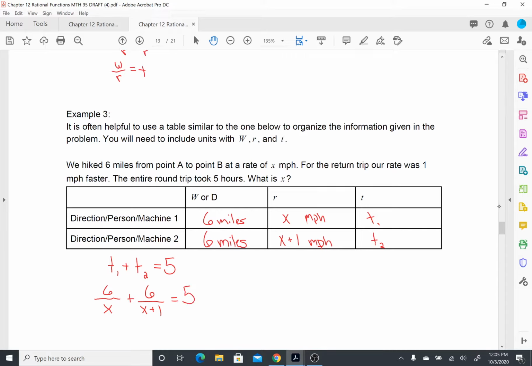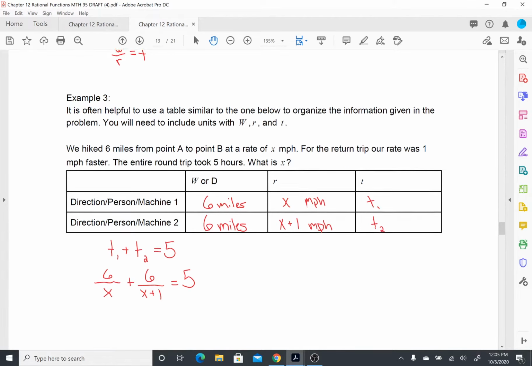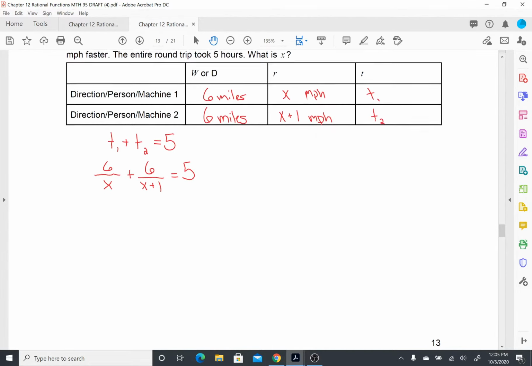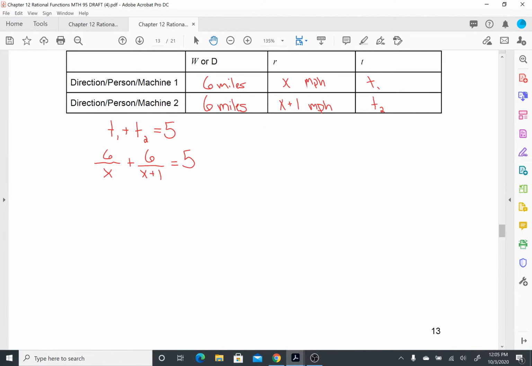And now we're going to solve this equation for x using the skills that we've been practicing so far. I'll give myself a little bit more room here. We'll need to have common denominators, and the first fraction has an x and the second fraction has an x plus 1. So my first fraction will need an x plus 1 in it, and we'll have to do that to the top and the bottom here. And my second fraction will need an x.